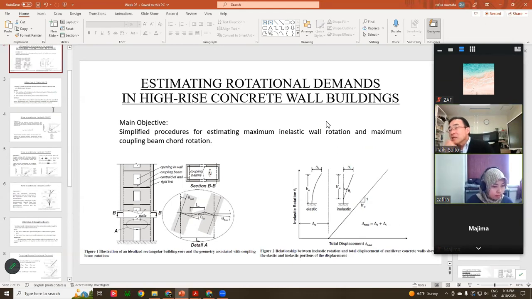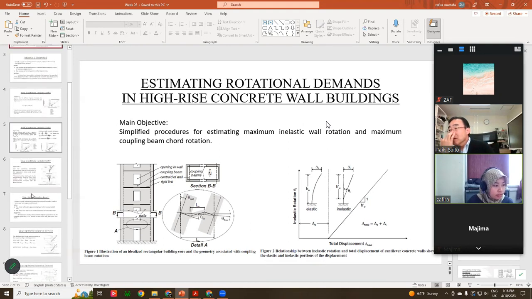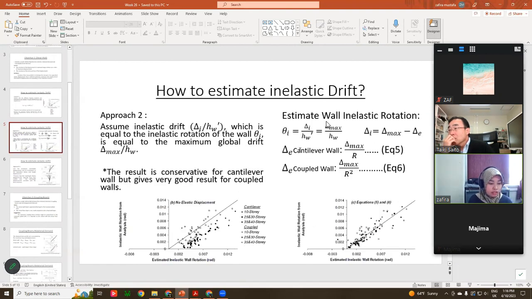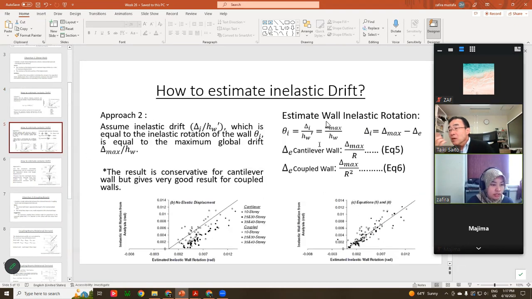This estimates the displacement. For the wall, they have three approaches, but the choice depends on which kind of wall we want to consider. Is it a coupled wall or only a cantilever wall? For the cantilever wall, we can use these equations. But if we consider a coupled wall, we should use these equations.